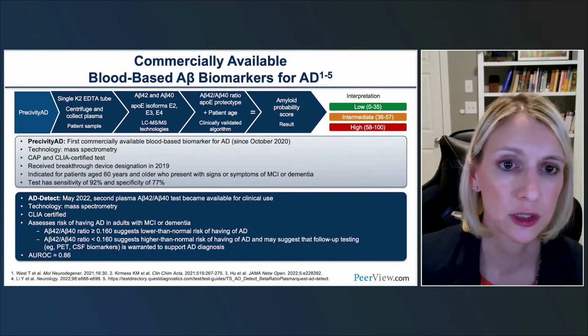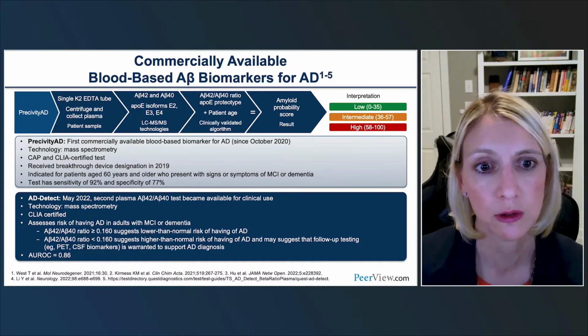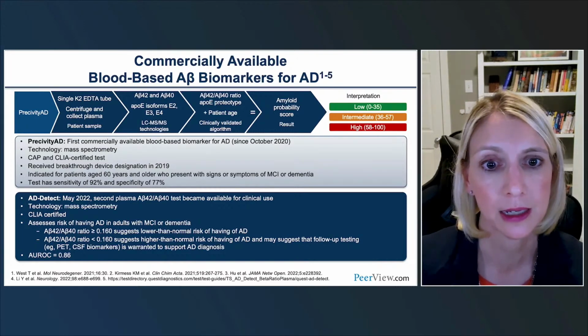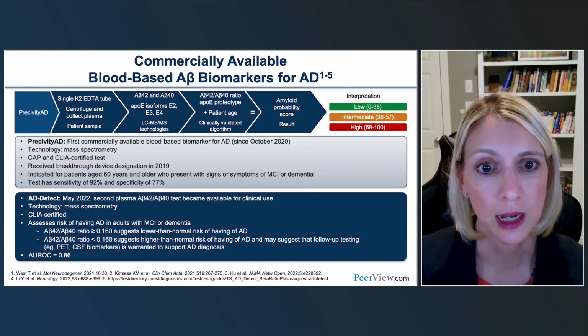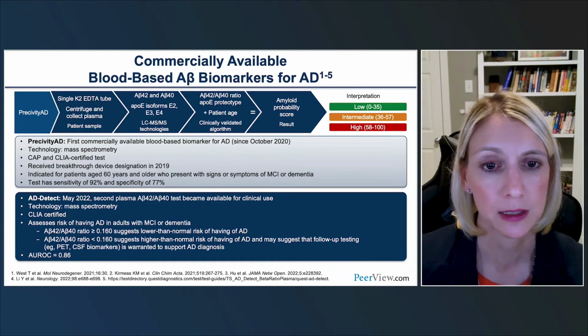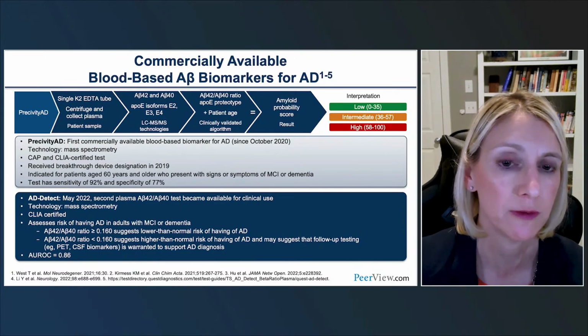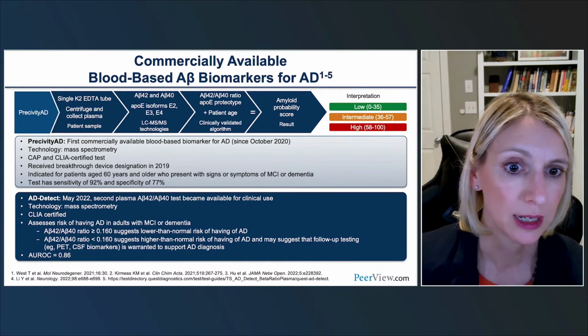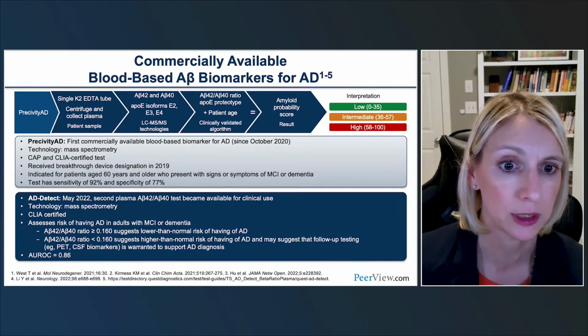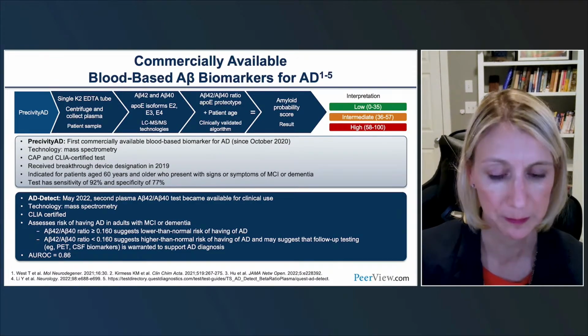And then in addition to Precivity AD, there is also the AD Detect test that is commercially available. This is only a mass spec test solely based on the plasma amyloid beta 42 to 40 ratio, again suggesting good specificity and sensitivity.